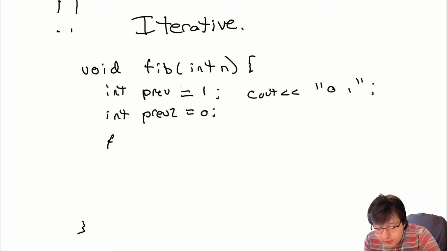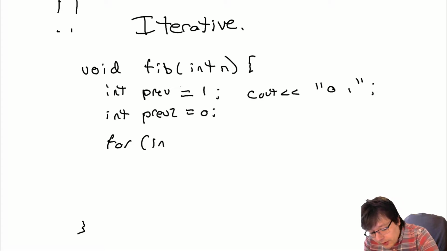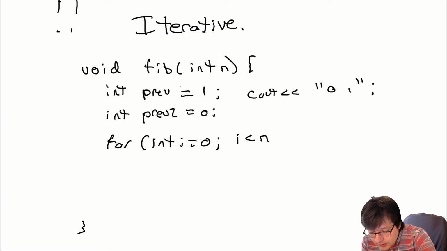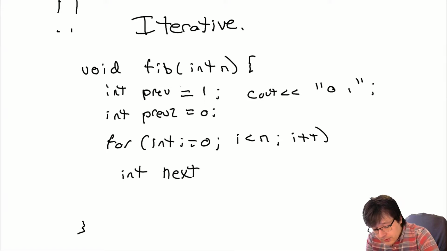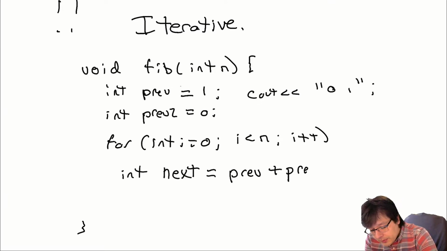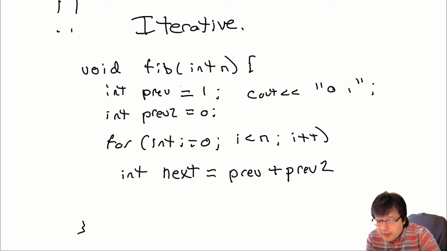So then you just go ahead and write your for loop. You can say for int i equals 0, i less than n, i plus plus. And now what you want to do is compute the next number, which we'll call next, I suppose. That's a good variable. And what we're going to do is add the last two numbers, which are of course in previous and previous 2. Okay, so that's going to add them.